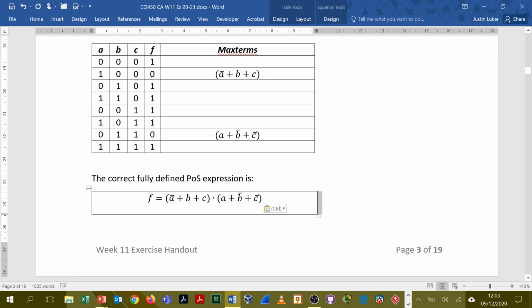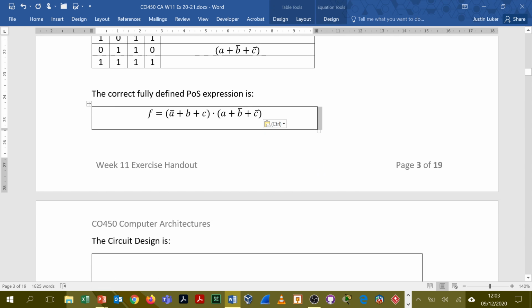So that's the expression that we end up with, and now we want to design our circuit for that in the multimedia logic. So we're going to need 2 OR gates and an AND gate to bring them together, and 3 inputs, of course, A, B, and C. So let's go over to multimedia logic and build that.